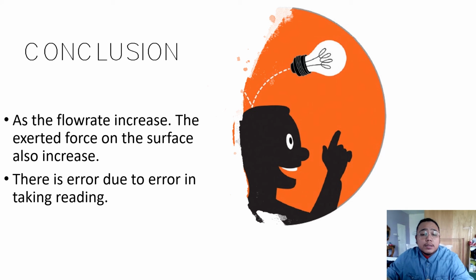Finally, for conclusion, I can conclude here that as the flow rate increases, the exerted force on the surface will also increase. And also there might be some error that we can come upon during this experiment, such as the human error in taking readings and things like that.